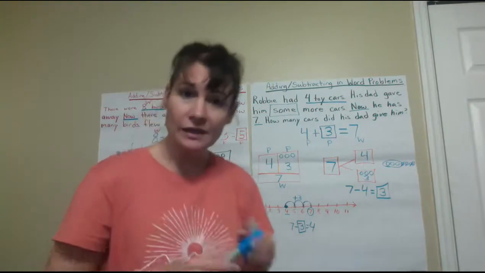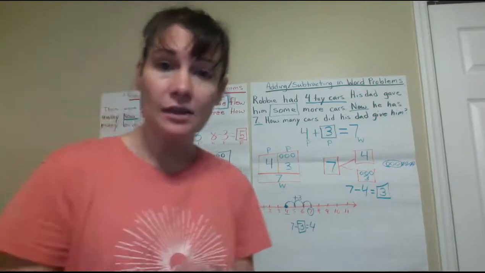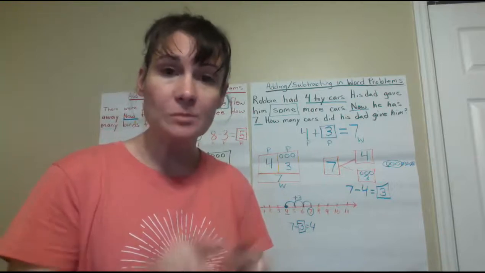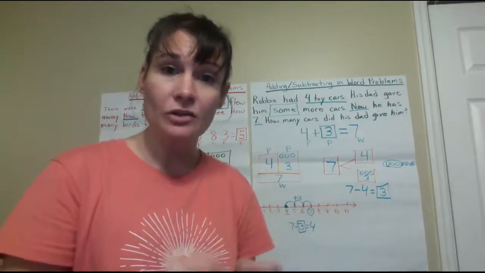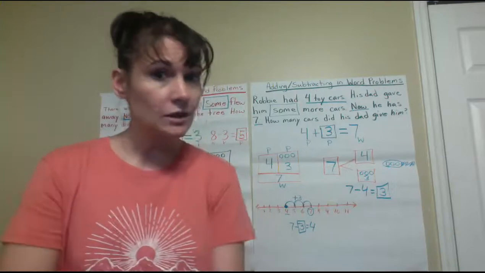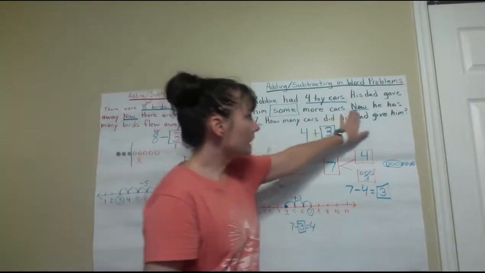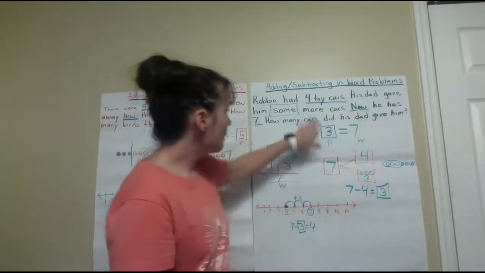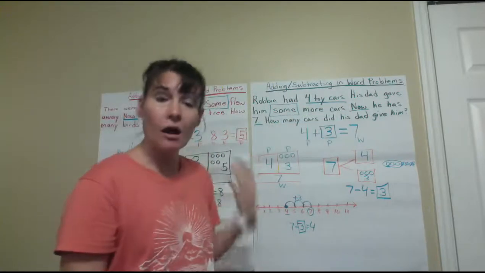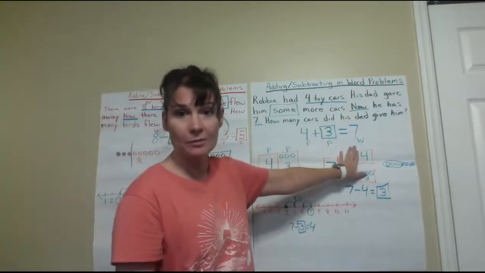Great job with your thinking today. As you're continuing to practice, think about what the problem is asking you. For the unknown, always put a box, so that way you know you're trying to figure out that number. There are always clues in our word problems, like the words some and now, or more, or gave away. All of those gave us a clue as to how to set up our word problem.